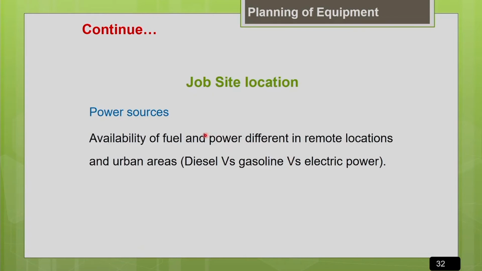First we have to check whether that particular fuel is available at the job site location, because availability of fuel and power are different in remote locations and urban areas. So fuel availability may be easier in urban areas when compared to remote locations. So if your job site is located in a remote location, we have to first check for the availability of the particular fuel needed for the machine.